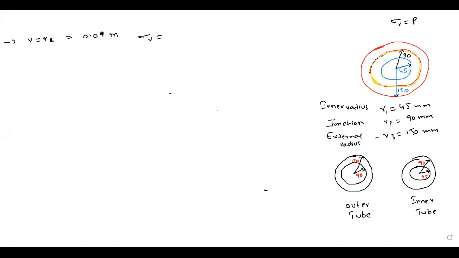Will the pressure be there at the junction or not? Chapali, you guys should respond. Yes, sir, it will be there. What pressure will it have?